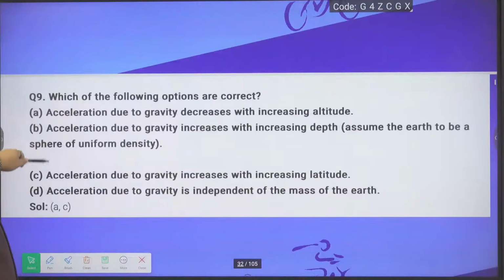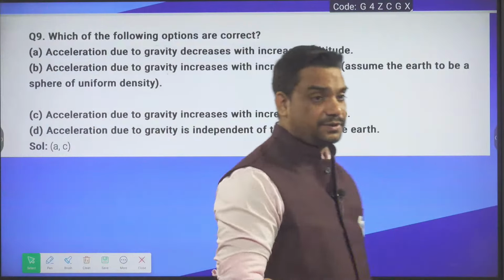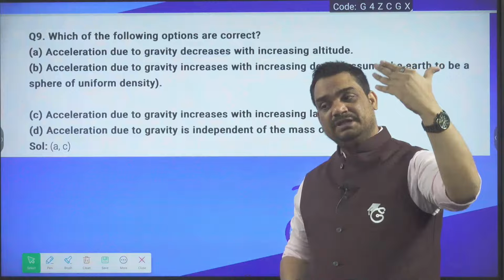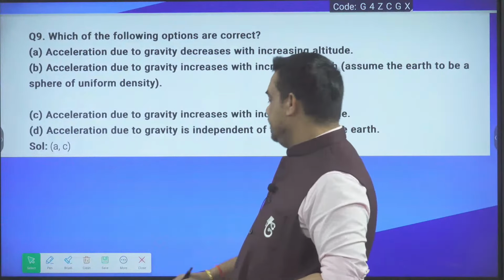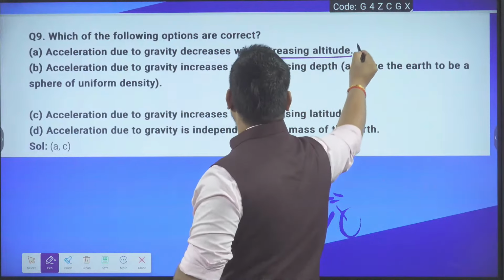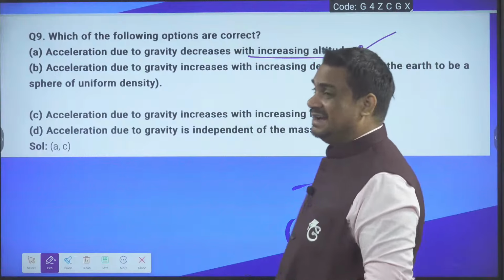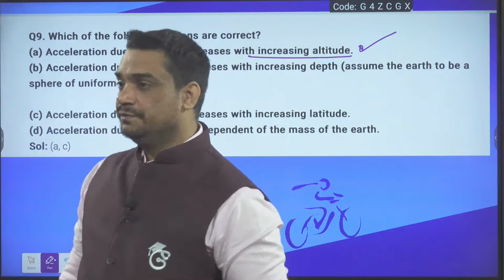We are almost 30% done. Which of the following options are correct? Again a question from the exemplar. We know with height and with depth it will change. So acceleration due to gravity decreases with increasing altitude. Yes, this one is correct. With the altitude this will decrease. Right? The formula we also know.